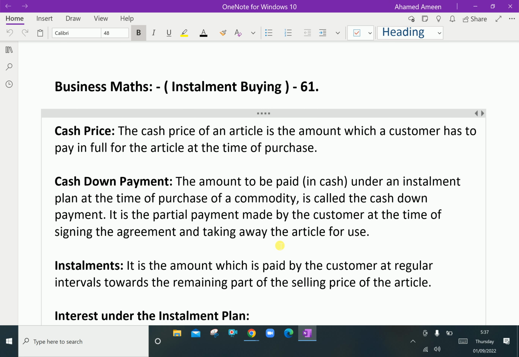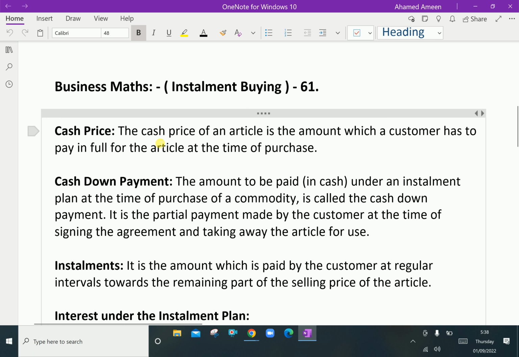Under this scheme, the customer, after making a partial payment in the beginning, takes away the article for use after signing the agreement to pay the balance amount in installments. Such a scheme also encourages the buyer to save at regular intervals so as to pay the installments. Now we will discuss some important points on installment buying.